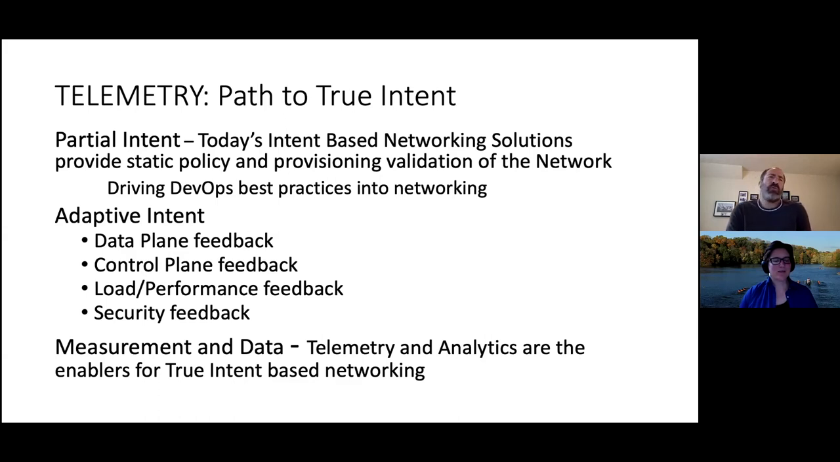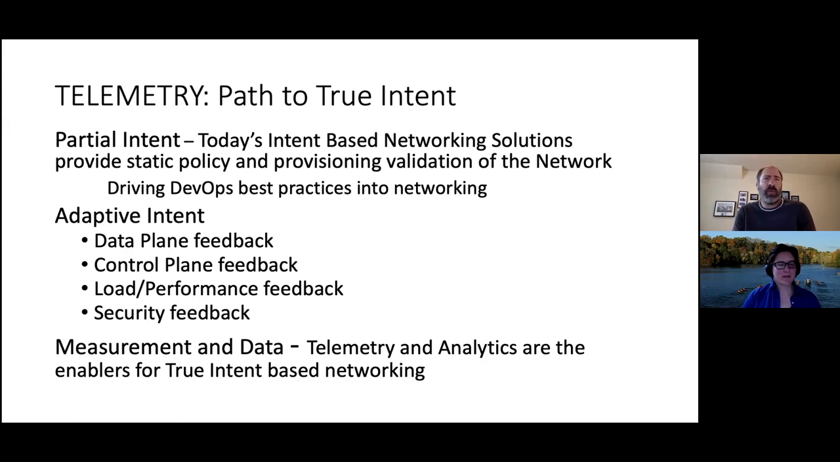And the goal is to eventually have adaptive intent, right? Our intent is not static. The network state is not static. And that is going to be a combination of things. It's not going to be one single component. There's going to be some data plane feedback, some tight loops as part of either new transports or advanced congestion controls or even new routing protocols that are performance-based.